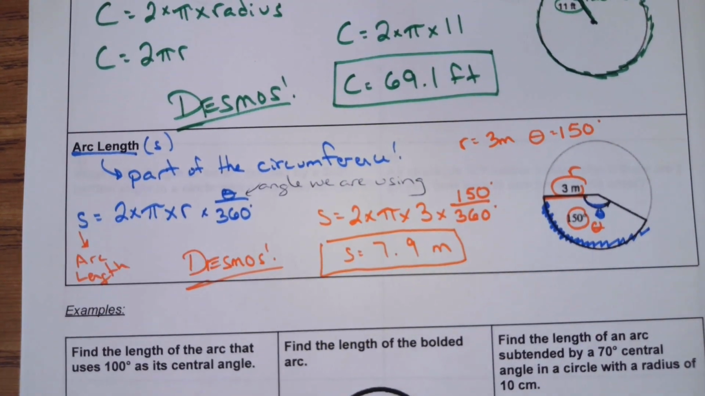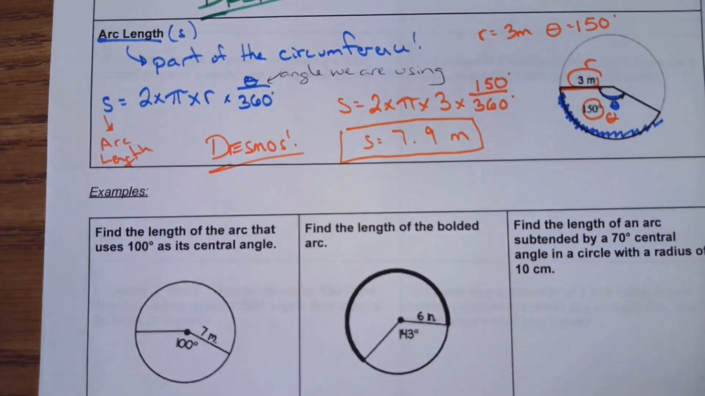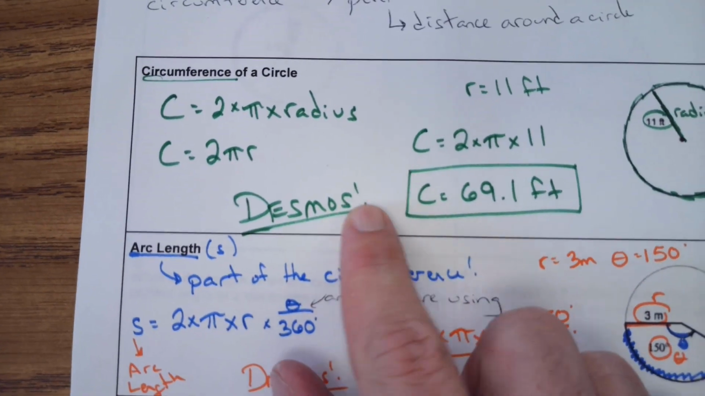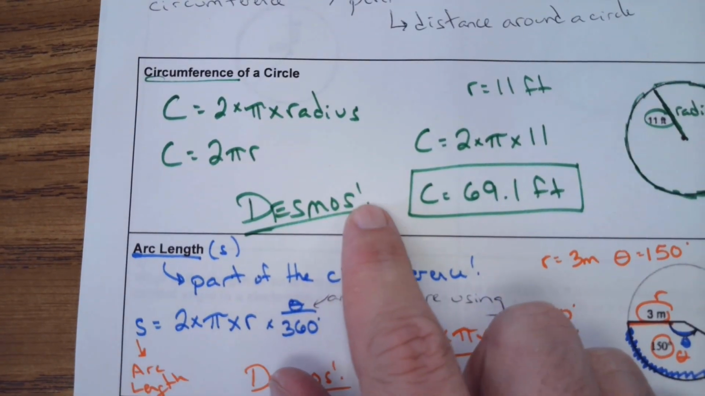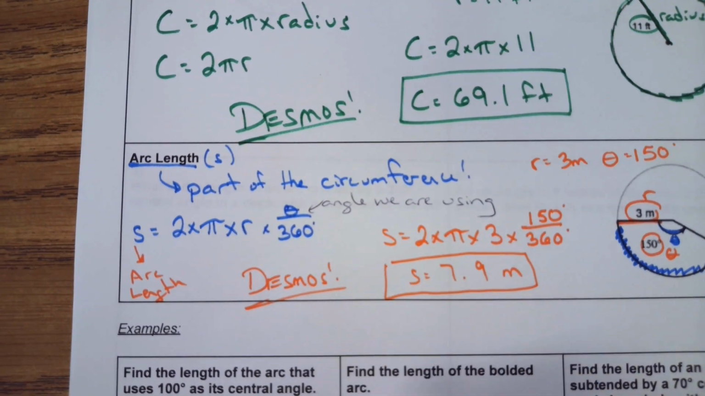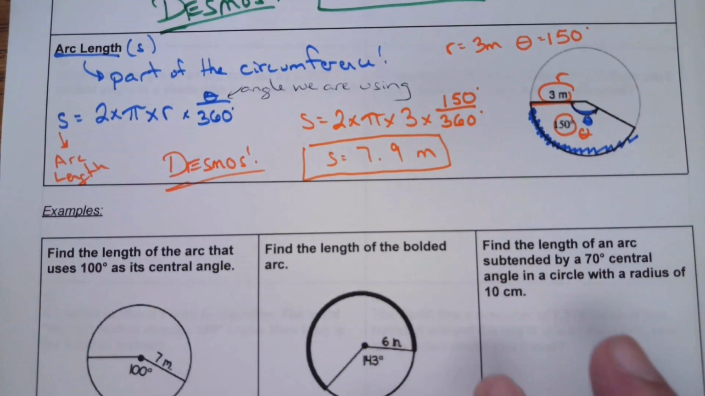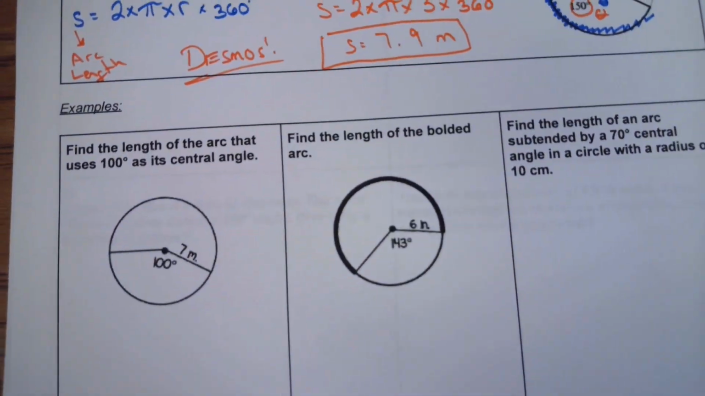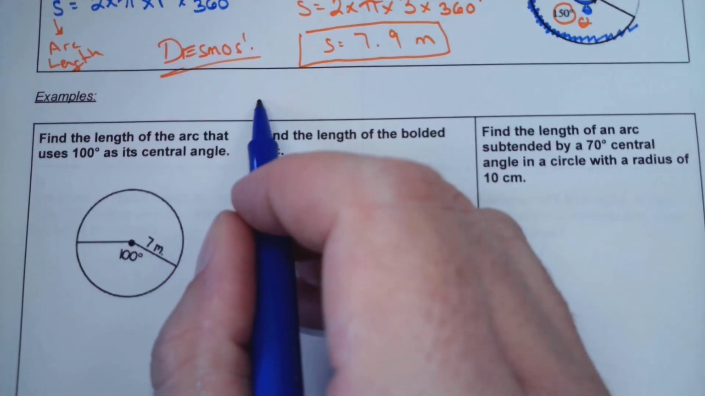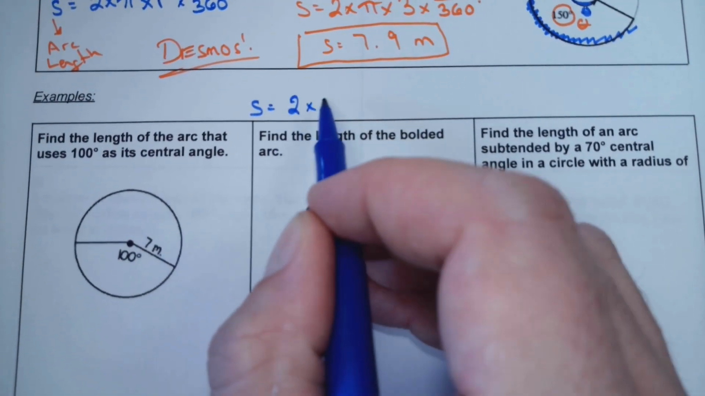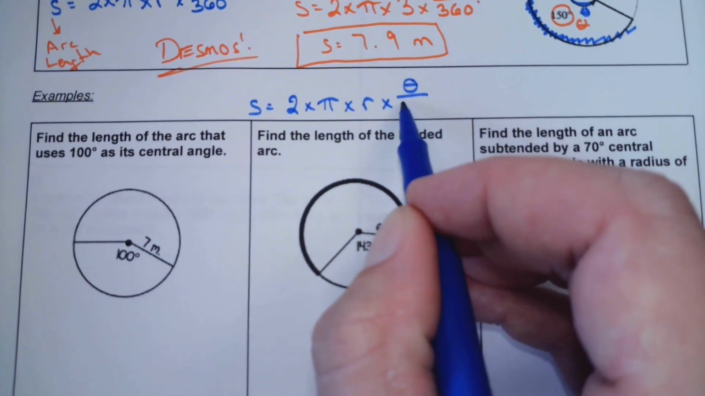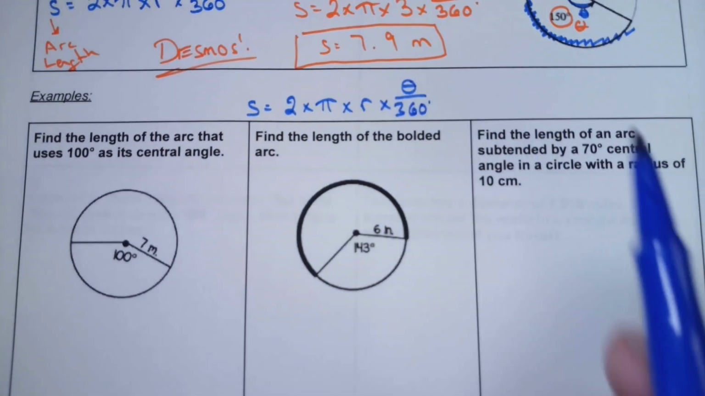Okay. So I'm going to come down here. Now I'm going to go ahead and tell you that circumference, you're not going to have a whole lot of circumference problems. Most of your problems for high school geometry will be around arc length. And so that's what our problems are going to focus on here. So I'm going to come down and I'm just going to quickly write the formula again. So S is equal to 2 times pi times radius times theta over 360.